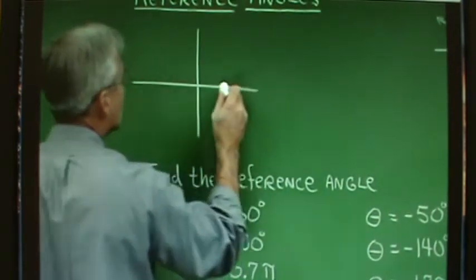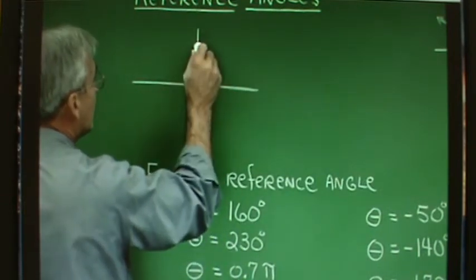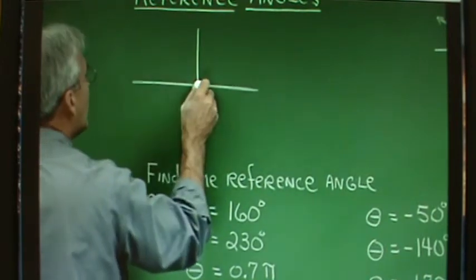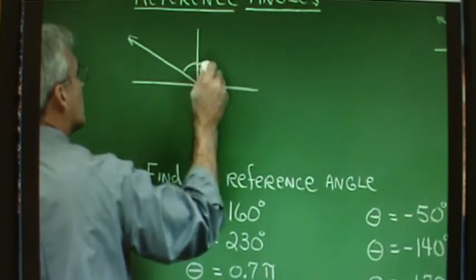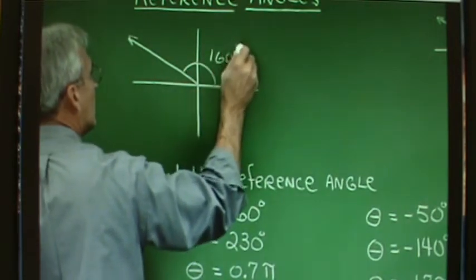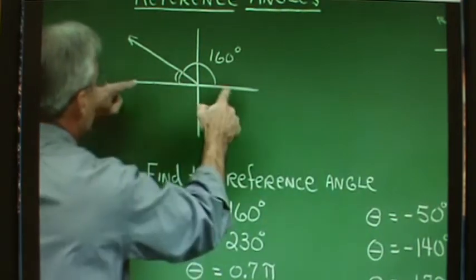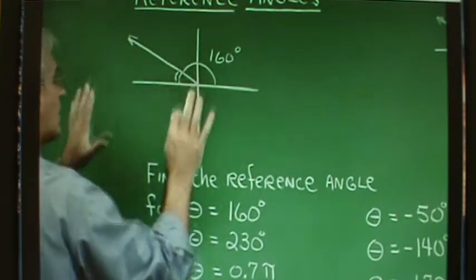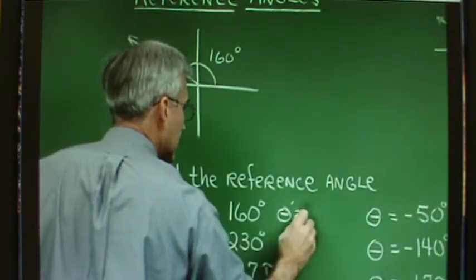All right, so we would have something like this. So we have an angle of 160. Now, here's 90 degrees. Here's 180. So 160 falls into the second quadrant, roughly something like this, I guess. So here's our 160 degree angle. Now, we want the reference angle here, the theta prime, and it's 180 minus 160. You see, 180 minus 160, that's 20 degrees. So theta prime, then, is 20 degrees.